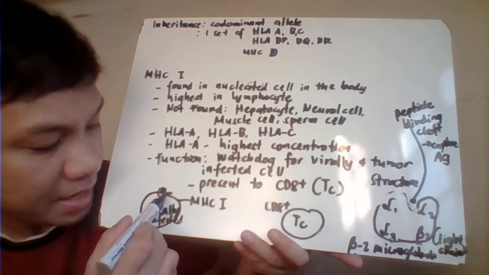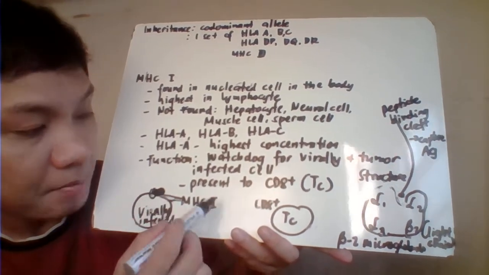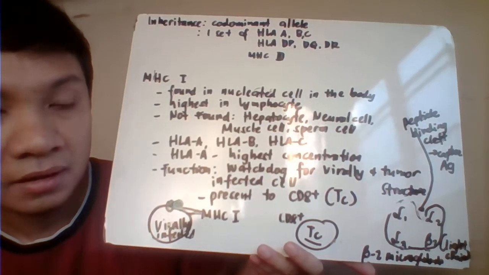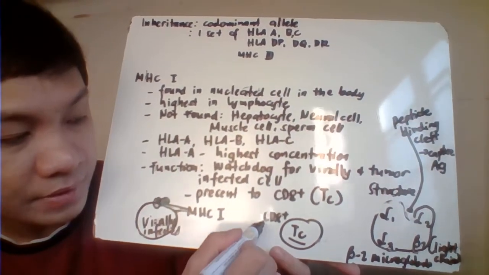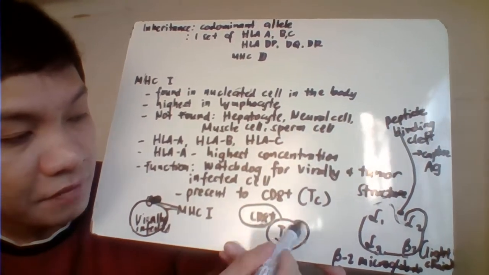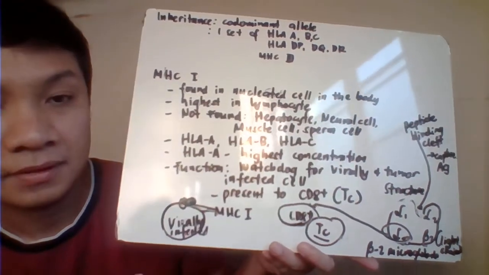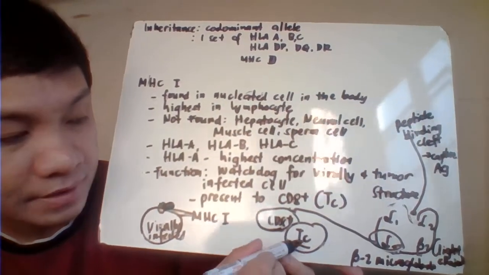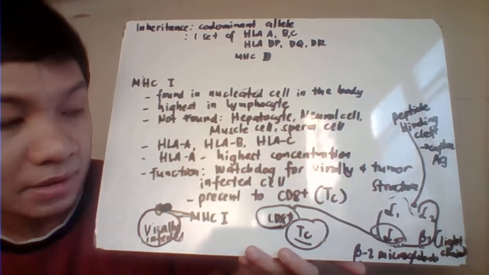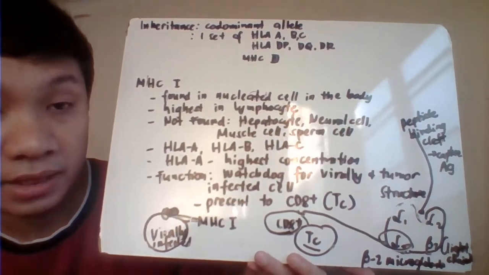This is presented by our MHC class 1 so that it can be recognized by our T cytotoxic cell. Your T cytotoxic is CD8 positive. What associates with our CD8 positive here would be the alpha 3 component. Therefore, your T cytotoxic can kill your virally infected cell or tumor-infected cell, if that is being presented by your MHC class 1.